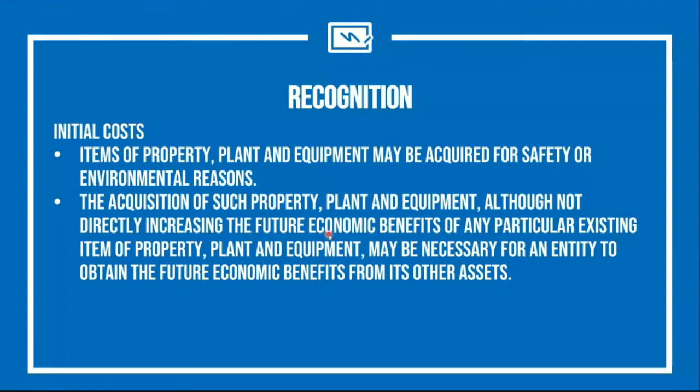For example, let's say you are operating a chemical plant or a factory. In order for you to safely operate that factory, you are going to acquire or establish safety equipment, safety facilities, and other safety mechanisms within that particular factory that will make it safe for the entity to produce the chemicals that are going to be produced. And these chemicals are generally those that will generate future economic benefits. So the concept here is the safety equipment or the environmental equipment that are being added to the main PPE can also be recognized as separate property, plant, and equipment because they are needed in order for the entity to produce economic benefits later on. So that's basically the concept there.